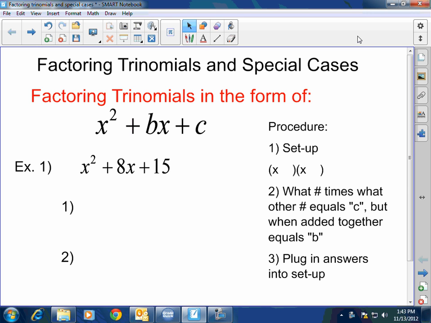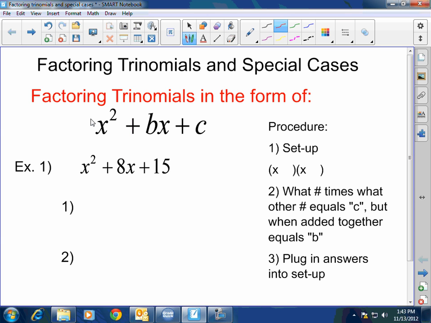The first type of trinomial that we are going to work with is the type of trinomial that has a 1 as a coefficient of x squared. Remember, there's an invisible 1 there. So when you have polynomials, trinomials in this case, in the form of x squared plus bx plus c, you are going to use the following procedures. Now, one thing I want to just give you guys a heads up on, okay?